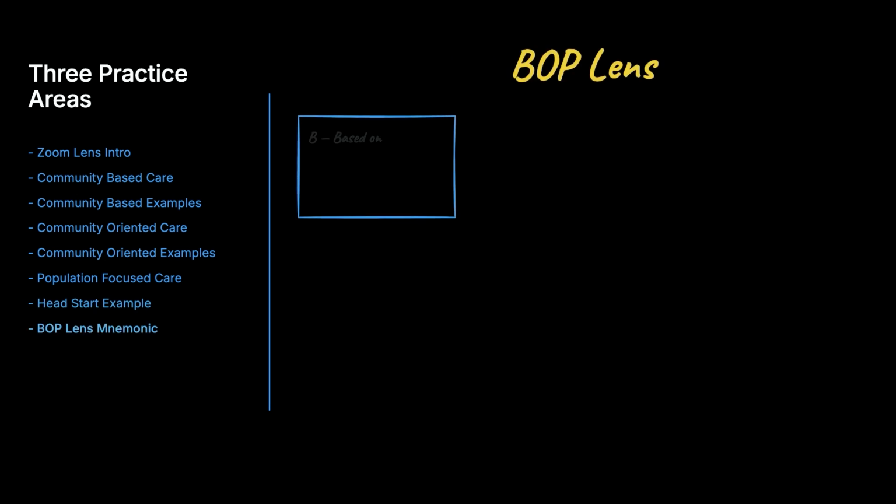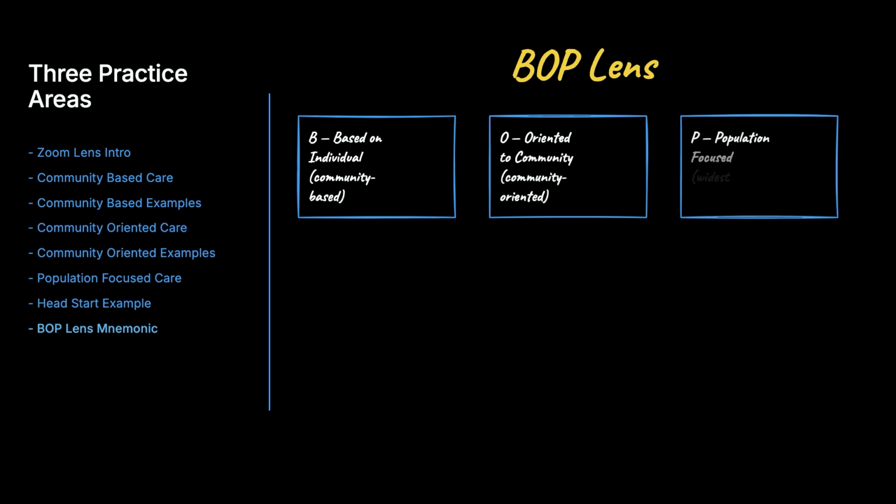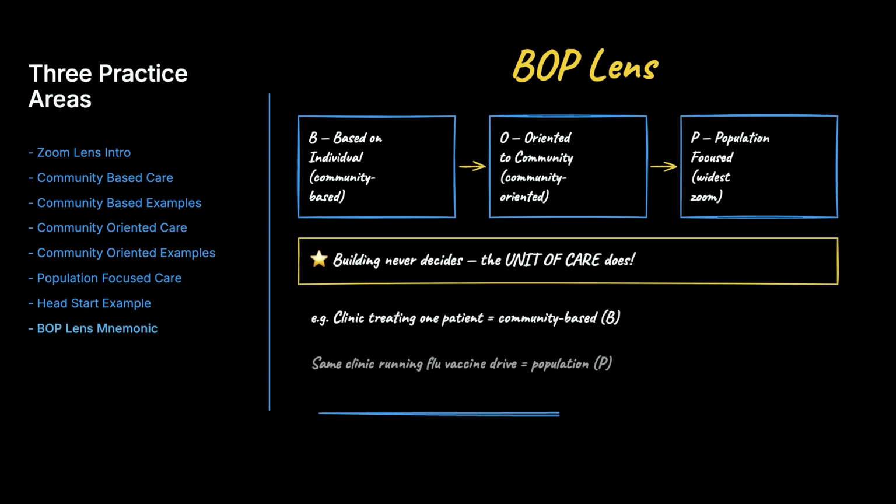Here is a memory tool, the BOP lens. B is based on the individual, which is community-based. O is oriented to the community, which is community-oriented. P is population-focused. The order matches the zoom, narrow to wide, and remember, the building name never decides the answer. The unit of care does.